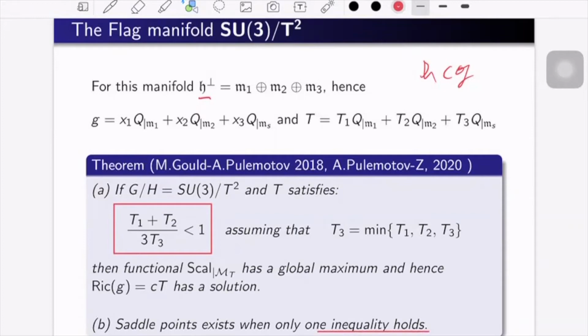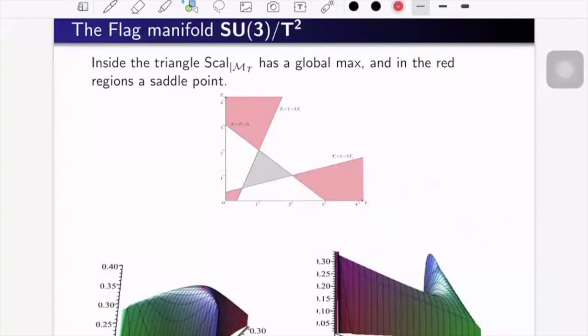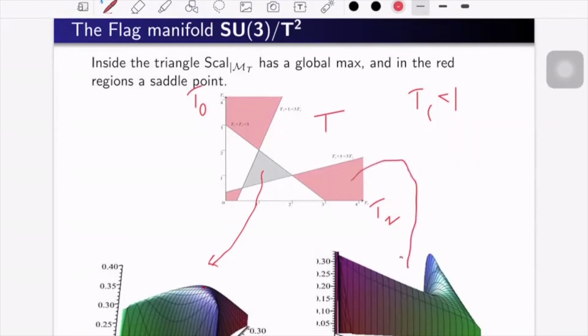So let's look at what that looks like in the space of all tensors. Here's a picture. I normalize to set T1 equal to 1. Then I have a function in the plane. I draw a picture of T2 and T3, or the tensor T. So that's my prescribed tensor T here. And here I draw the picture of when I get a max, a saddle point, or no critical points. In this gray region, that corresponds to the max. So here I get a global max in this triangle. And the saddle point exists in these pink regions. There I get a saddle.